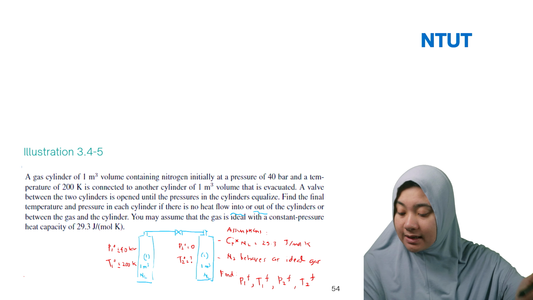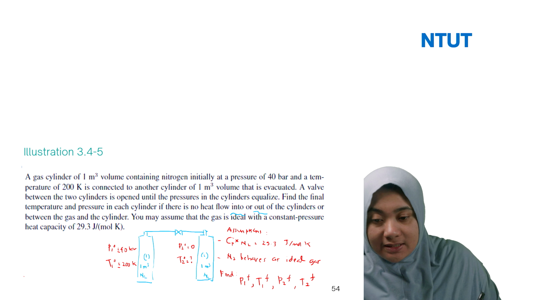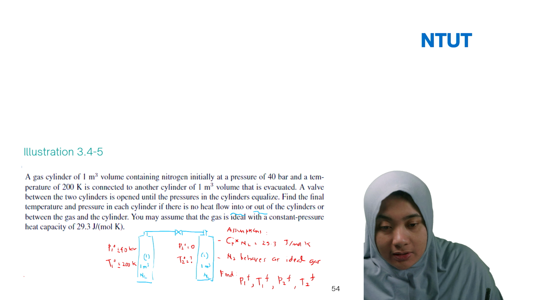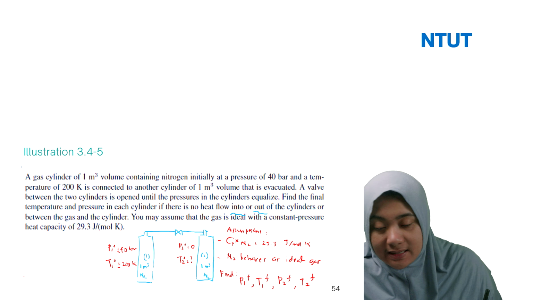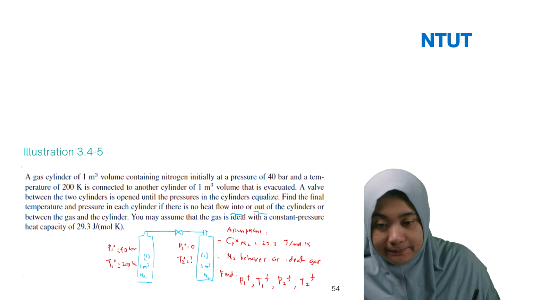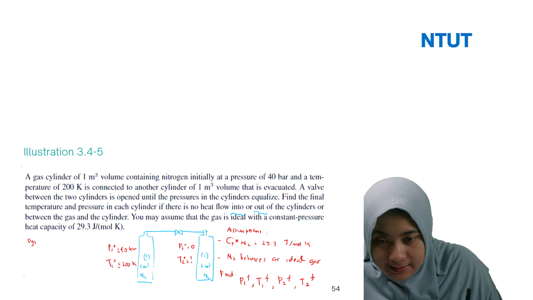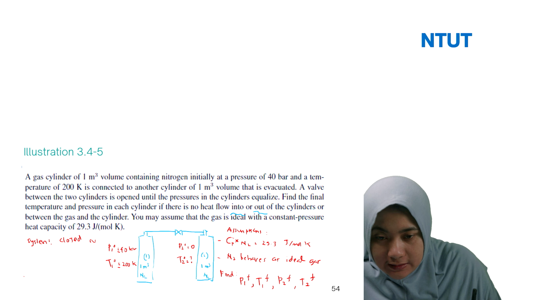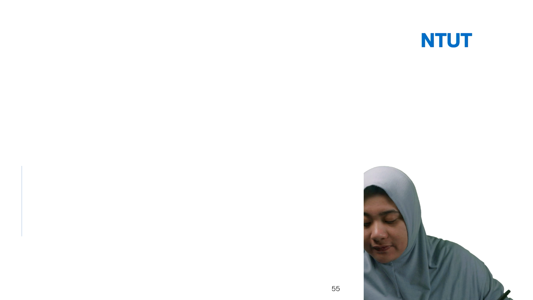So it means that we don't know the system. The system is the interconnected gas. This is the gas cylinder, and this is a closed system, because you don't transfer to the outside. The cylinders are interconnected with each other. So how are we going to solve this problem?